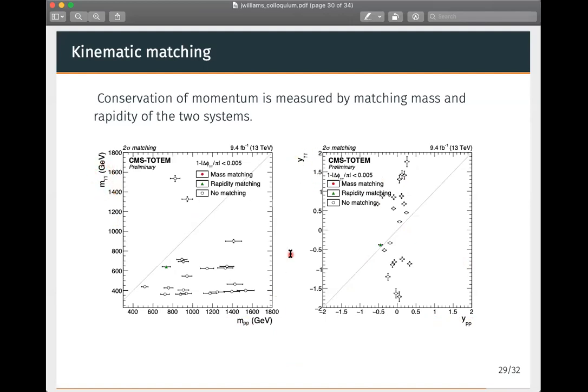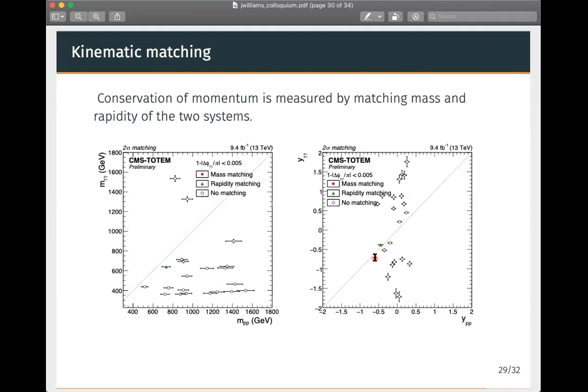So how this would appear if there was truly an event that had this conservation of momentum, a true signal event, it would fall along the y equals x line in both of these plots, right? So if there was an event that had a matching between the mass variables, it would be here. An event matching in rapidity would be here.